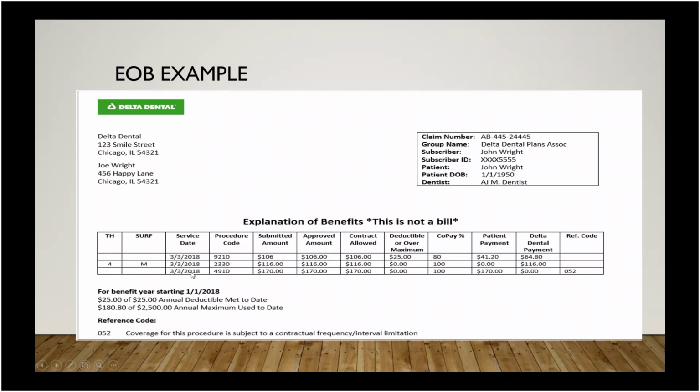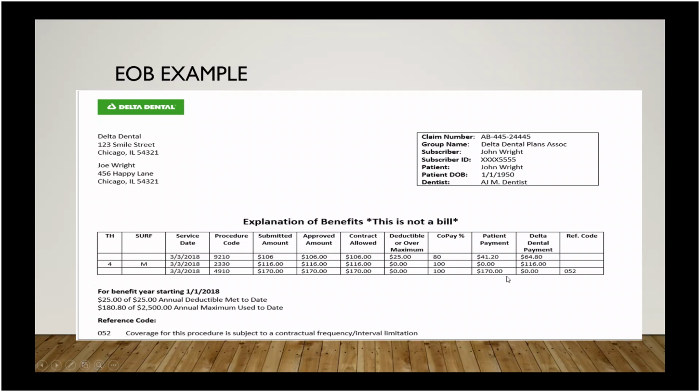Then the service date, the procedure code. These are HCPCS codes or dental codes. The submitted amount is the doctor's amount. This is the approved amount through the dental company. Contract allowed. Deductible. So was there a deductible? Was it paid to the deductible? Any copays? Patient amount. The dental payment. So the percent of the copay is 80%. And then what they received, and then a reference code.